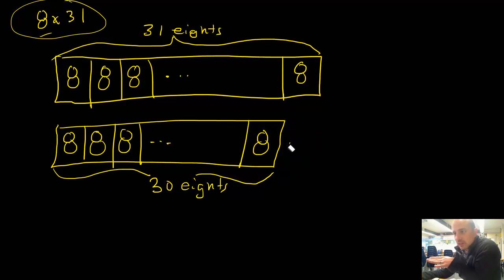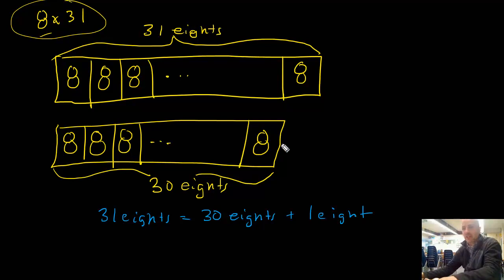I'm going to take that off here so I can draw this out. What I'm saying is that my 31 eighths is equal to my 30 eighths, my 30 groups of 8, plus one extra group of 8. So I have my 30 here, plus my 8, and that would make this 31.